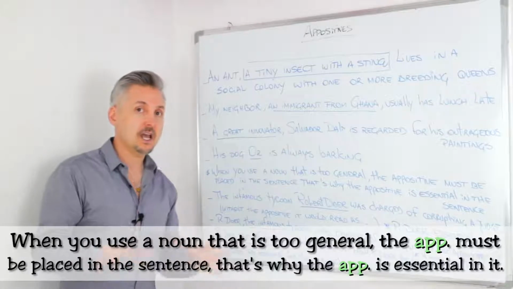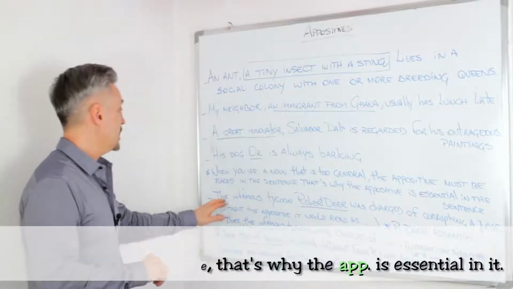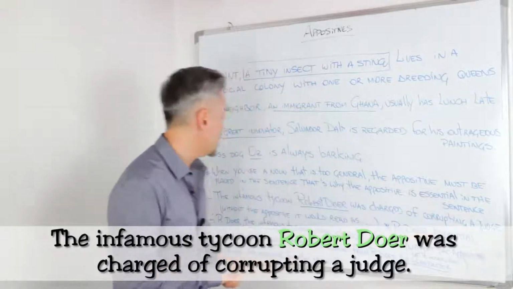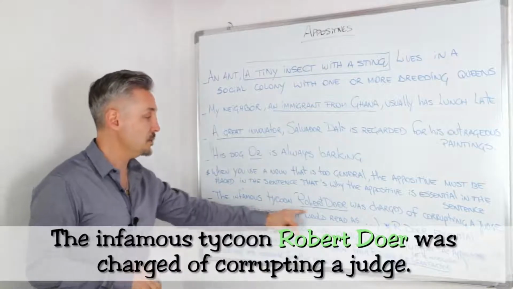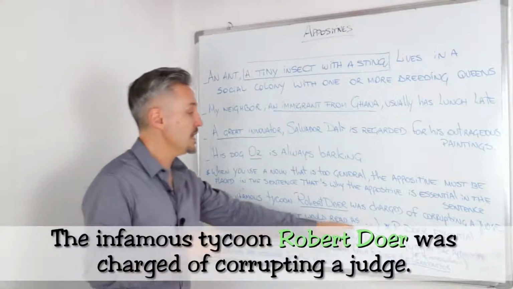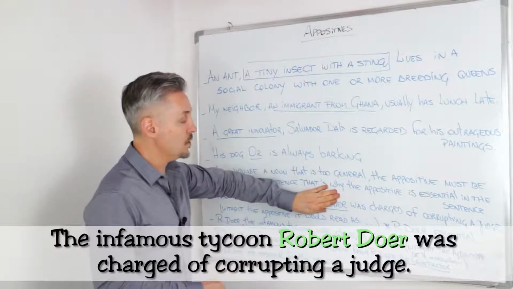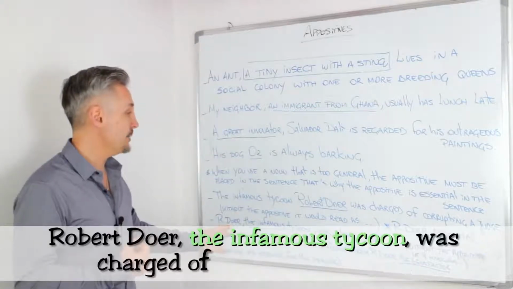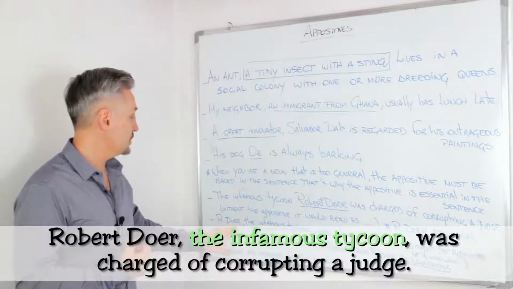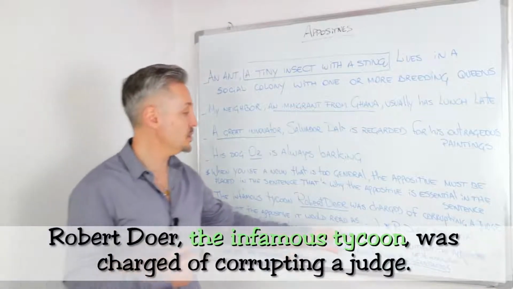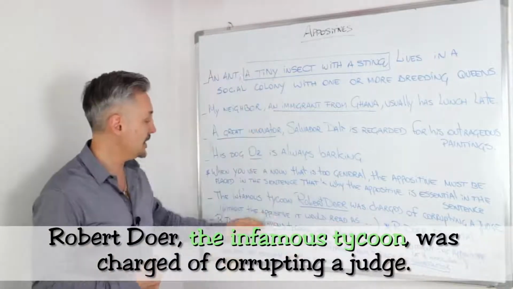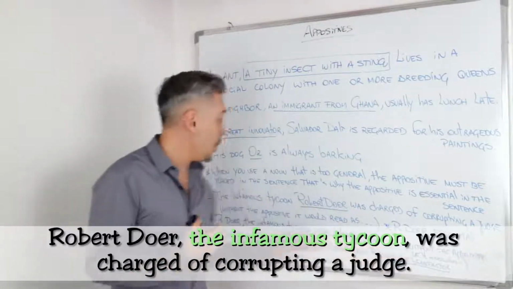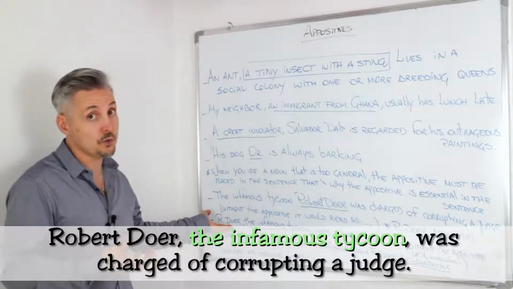What do I mean by this? Let's take a look at three examples. The infamous tycoon, Robert Doer, was charged of corrupting a judge. Without the appositive, which is Robert Doer, it would read as, the infamous was charged of corrupting a judge. Who is the infamous tycoon? Instead, Robert Doer, the infamous tycoon, was charged of corrupting a judge. And in this case, the infamous tycoon would be the appositive if we know who was charged, Robert Doer.